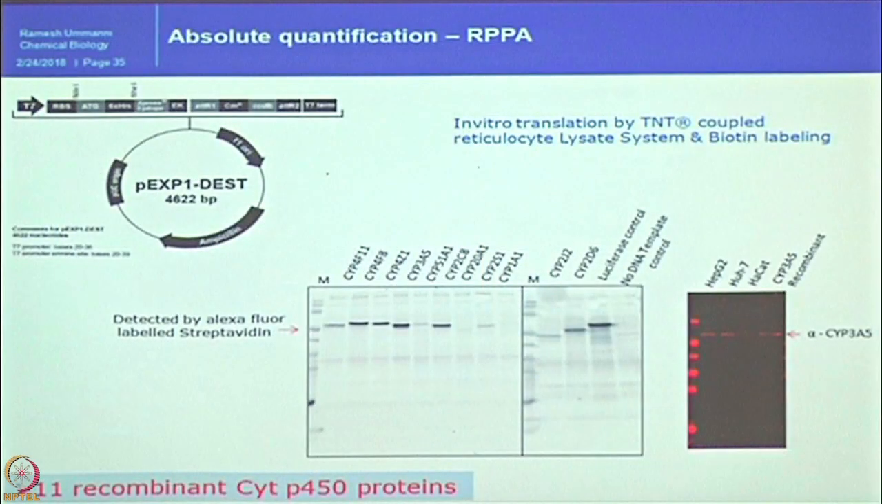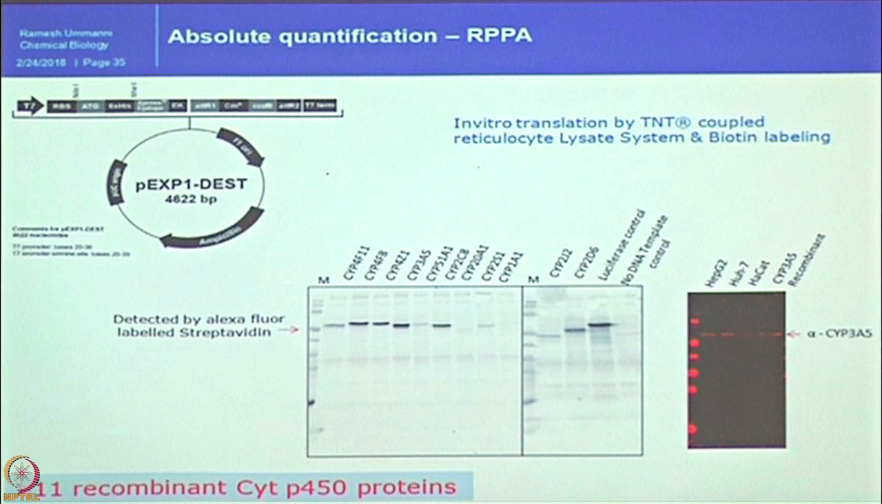In this case, at least for the NASH project, the non-alcoholic steatohepatitis project, we tried to express all 11 recombinant cytochrome P450 proteins as fusion proteins. Using this vector system we developed the proteins and purified them, checked the antibody specificity, and used them as standard proteins to quantify the cytochrome P450 protein levels in a certain population of cells.